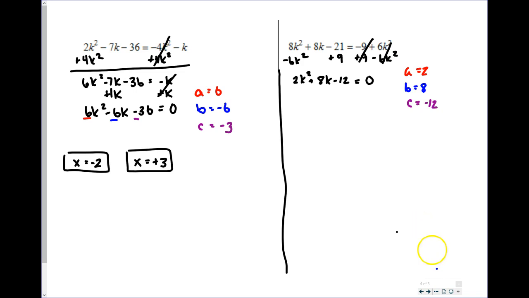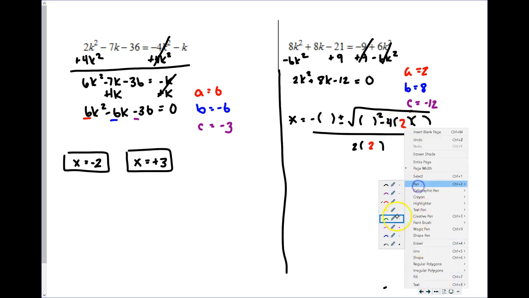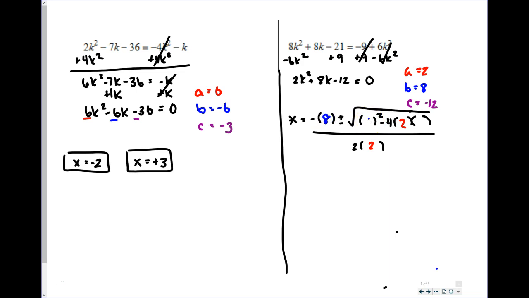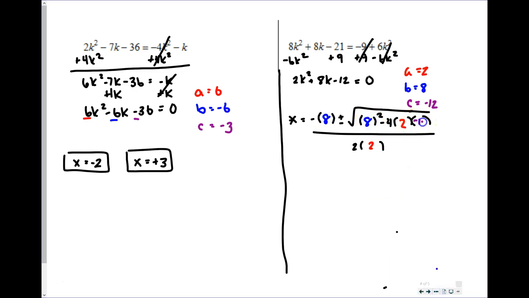I'm going to make my skeleton. I have x equals negative b plus or minus the square root of b squared minus 4 times a times c, all over 2 times a. So there's my skeleton. I'm going to plug my numbers in. A is 2, so a 2 goes here and here. B is 8, so 8 goes here and here. And C is negative 12. Alright, now I'm going to start simplifying.